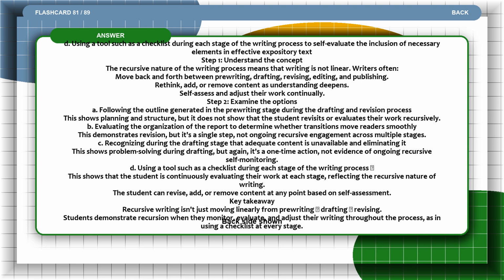D. Using a tool such as a checklist during each stage of the writing process. White heavy checkmark. This shows that the student is continuously evaluating their work at each stage, reflecting the recursive nature of writing. The student can revise, add, or remove content at any point based on self-assessment. Key takeaway: recursive writing isn't just moving linearly from pre-writing → drafting → revising. Students demonstrate recursion when they monitor, evaluate, and adjust their writing throughout the process, as in using a checklist at every stage.